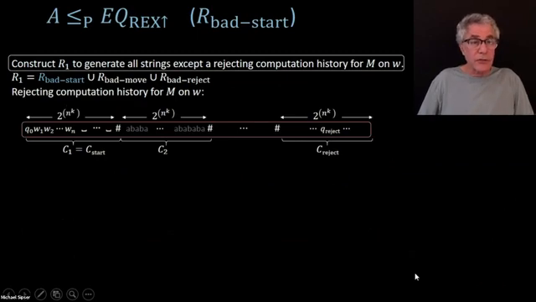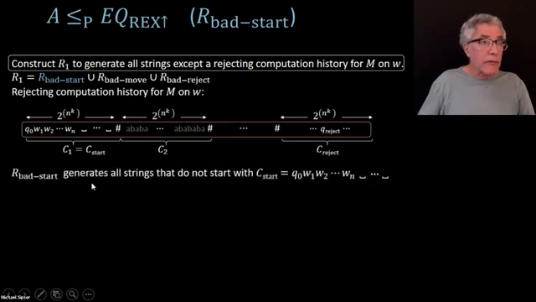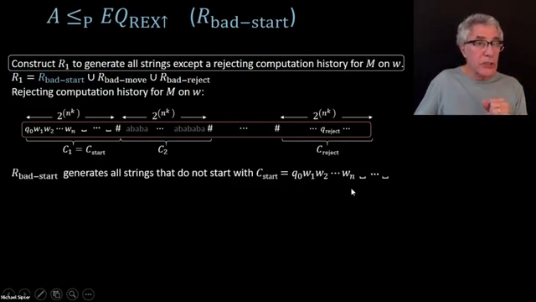Anyway, okay, so let's move on and start doing this, the hard stuff. Here is the bad start, which is challenging enough, even this little piece is going to be a little bit challenging to describe. So just rewriting from the previous slide, we're trying to make R1, which is generating all those strings except the rejecting computation history frame on W. It's in those three parts. Right now I'm describing the bad start piece. So that's going to describe all strings that don't start with this C1. So let me write that out here. It's going to generate all strings that don't start with C1, C start, which as specified looks like this. So any string that doesn't start exactly like this should be described by bad start, that regular expression.